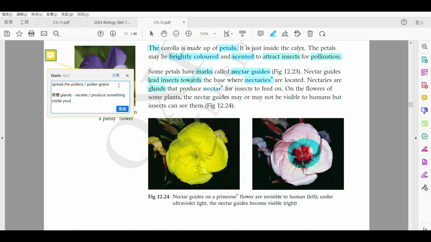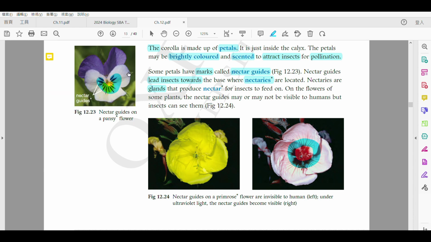We'll talk about this later when we talk about chapter 13, alright? So nectaries are a type of gland. What do they produce? Of course, they produce nectar (花蜜), to attract the insects for the insect to feed on. That's all. Okay, that's mainly all about this part.